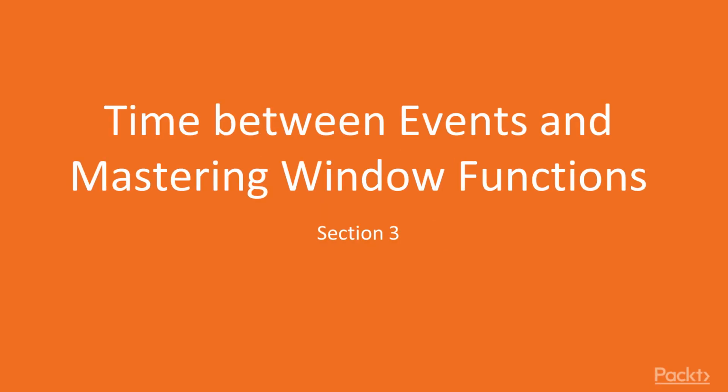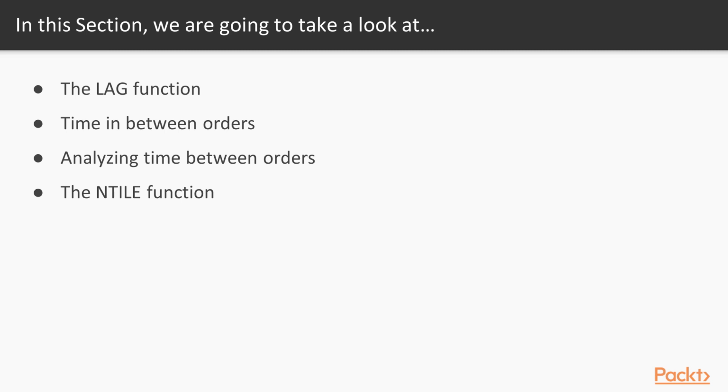Welcome to section 3, time between events and mastering window functions. This is going to be fun. Right now we're going to take a look at the lag function, and it kind of forms the basis of time since calculations. Also, it's just for getting the prior row. It doesn't have anything to do with time necessarily, but it often comes up in the context of how long has it been since. Then we're actually going to compute time between orders for our set of customers and analyze them using Tableau.